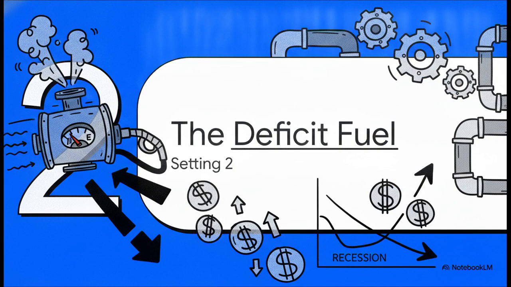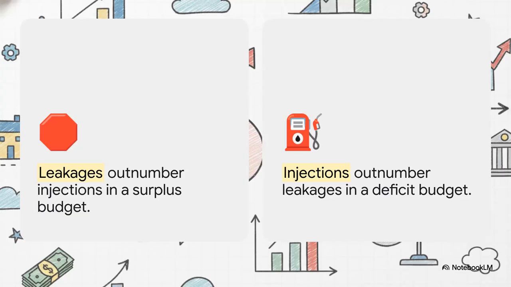Moving right along to setting 2, the deficit fuel. But what happens if the engine is stalling out? What if it's facing a full-on recession because of deficient demand? Well, unlike the surplus brake where leakages went out, a deficit budget means injections outweigh leakages. The government is essentially stomping on the gas pedal here. They're making absolutely sure that new money being pumped into the circular flow heavily outnumbers any money that's leaking out.